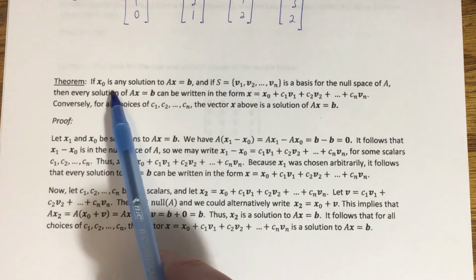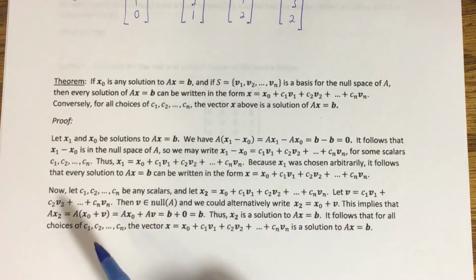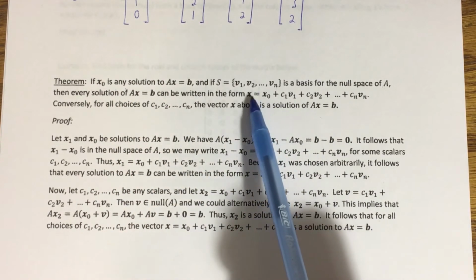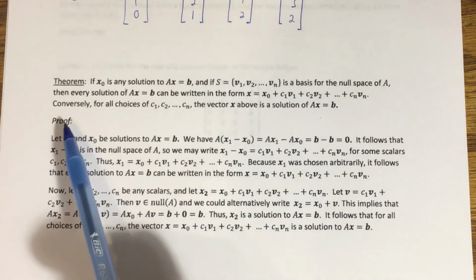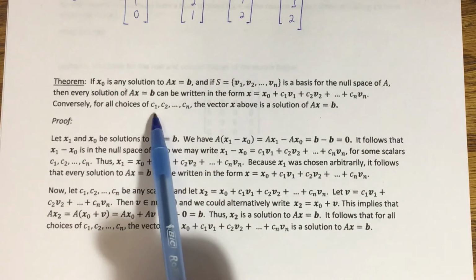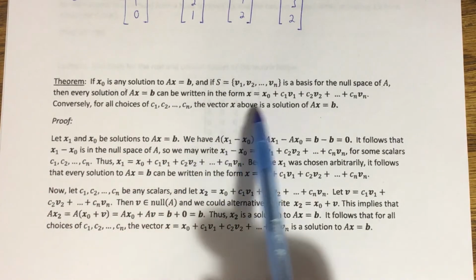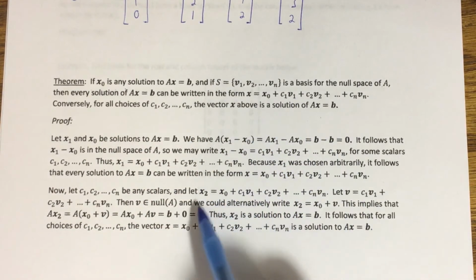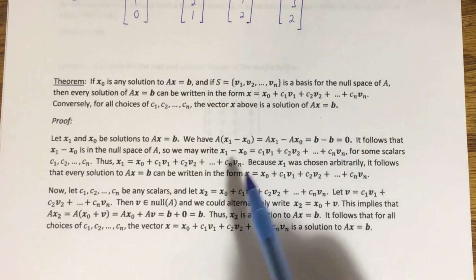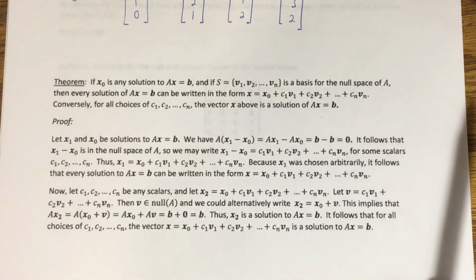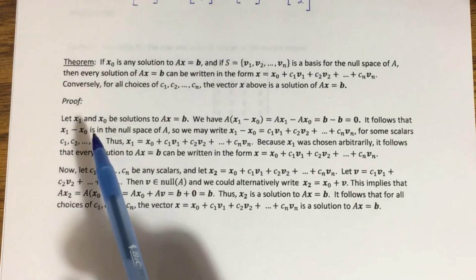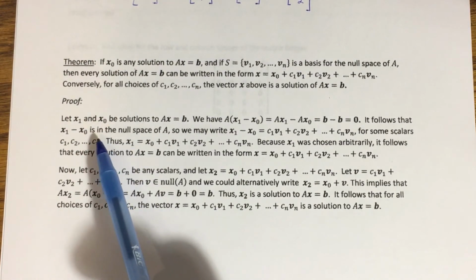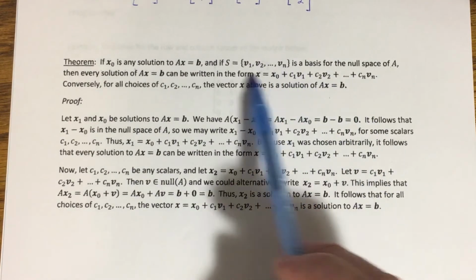So it's some solution that was found ahead of time. X is called a general solution, meaning it characterizes all the solutions of Ax equals b. Here, conversely, for all choices of c1 through cn, this vector up here would be a solution of the system Ax equals b. So to prove this, there are two things to prove here.